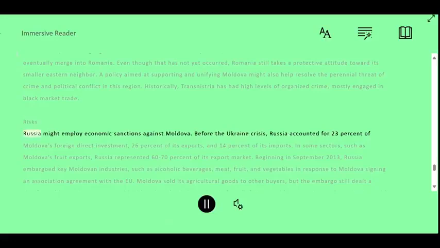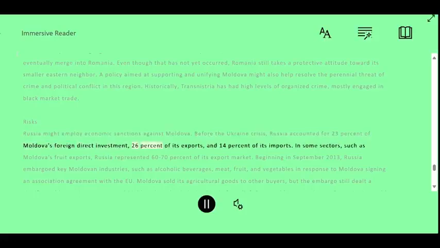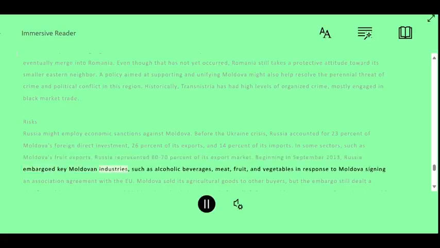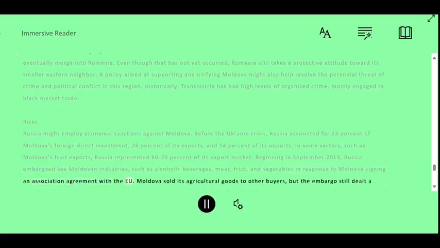Risks. Russia might employ economic sanctions against Moldova. Before the Ukraine crisis, Russia accounted for 23% of Moldova's foreign direct investment, 26% of its exports, and 14% of its imports. In some sectors, such as Moldova's fruit exports, Russia represented 60 to 70% of its export market. Beginning in September 2013, Russia embargoed key Moldovan industries, such as alcoholic beverages, meat, fruit, and vegetables in response to Moldova signing an association agreement with the EU.